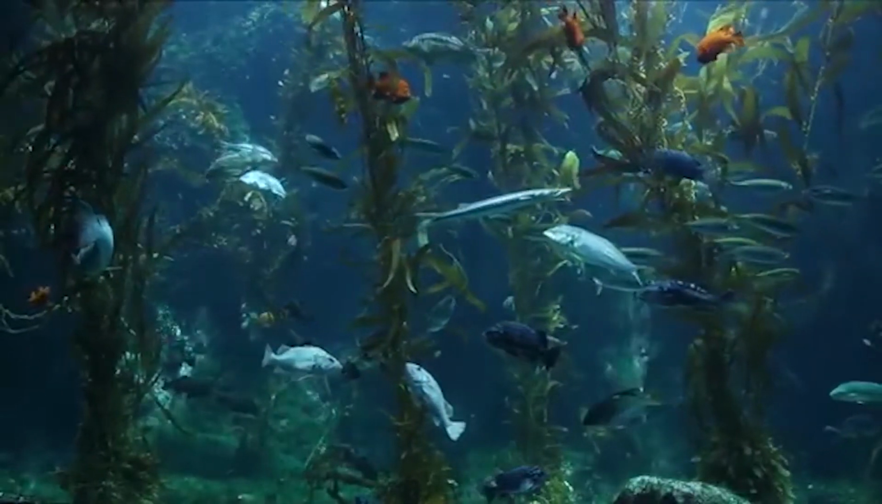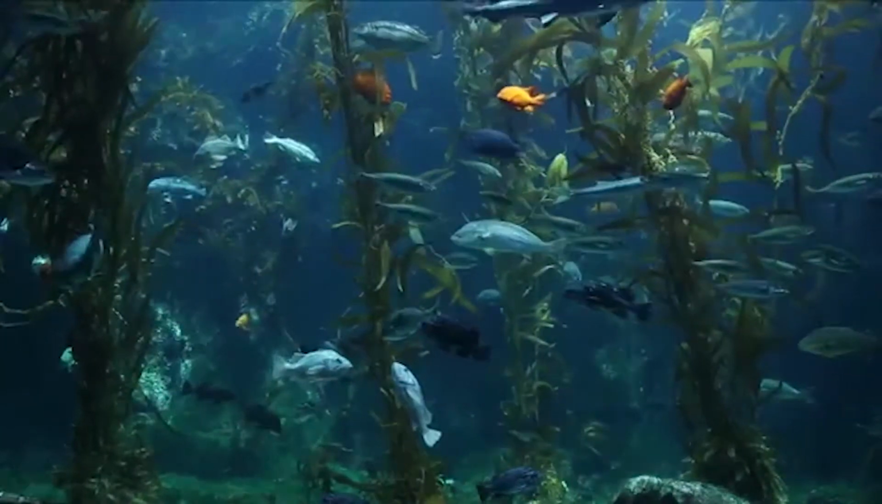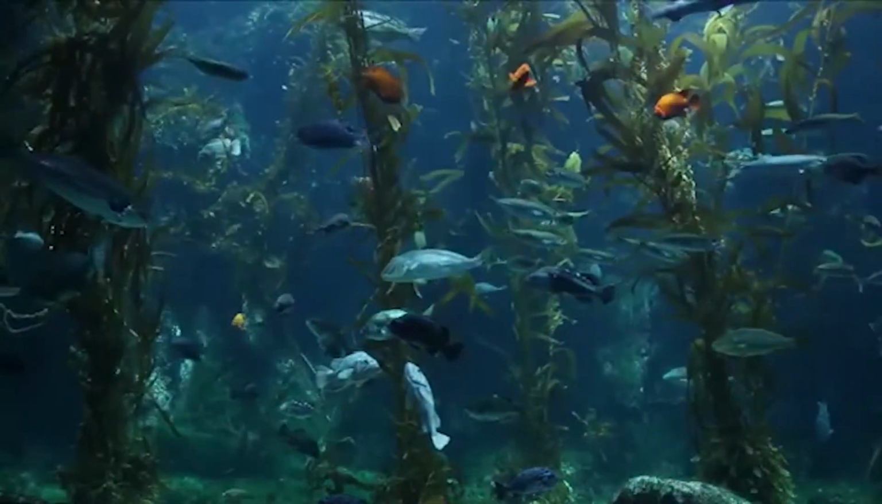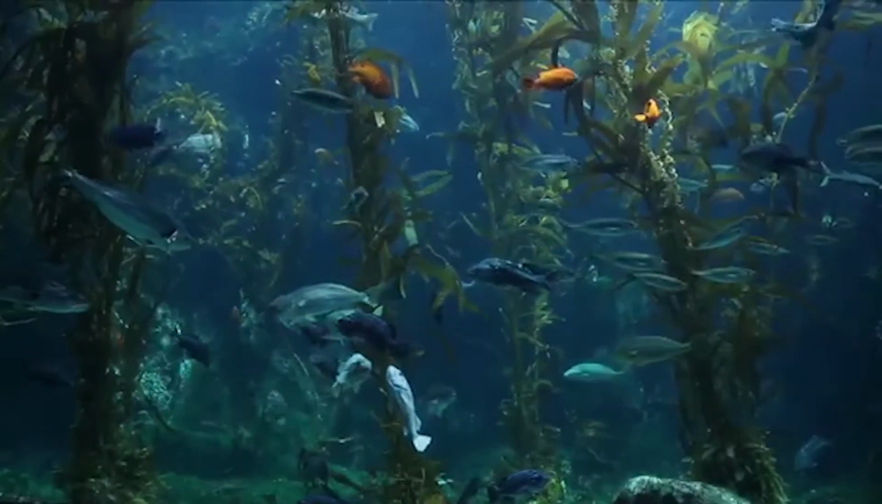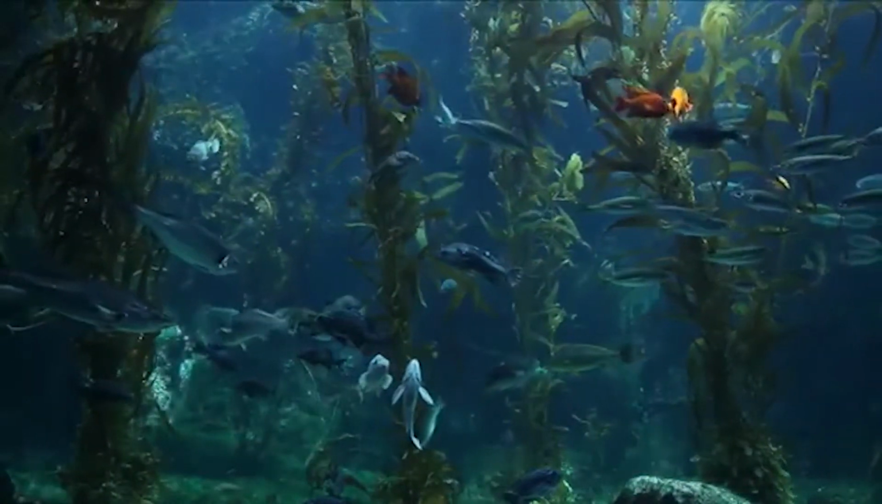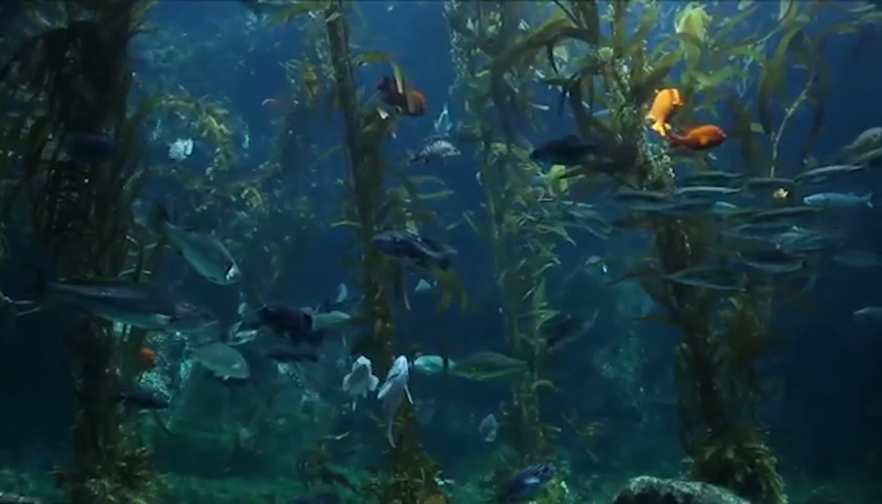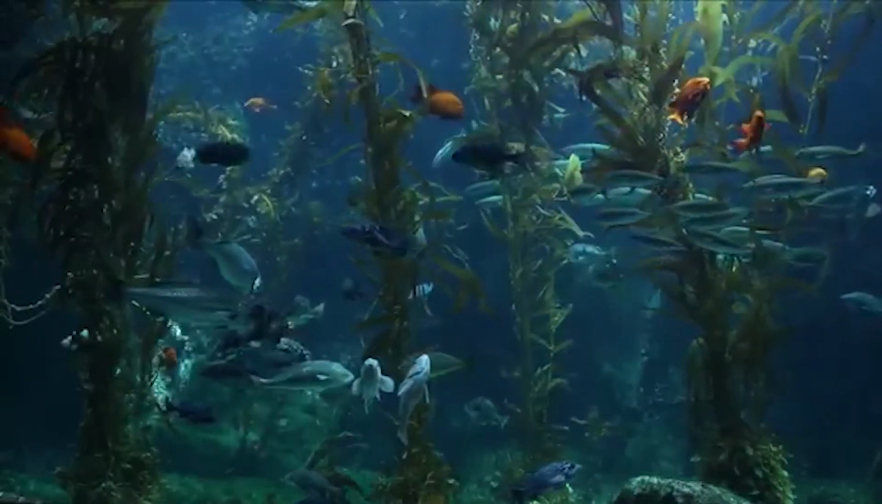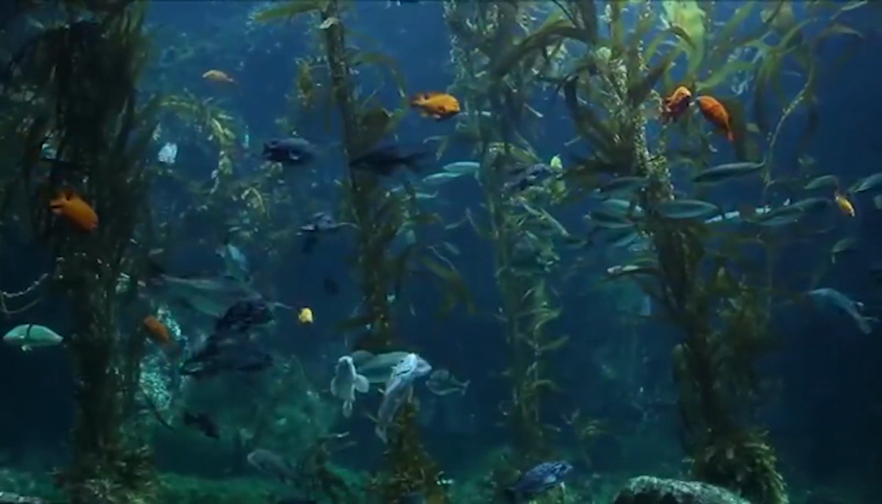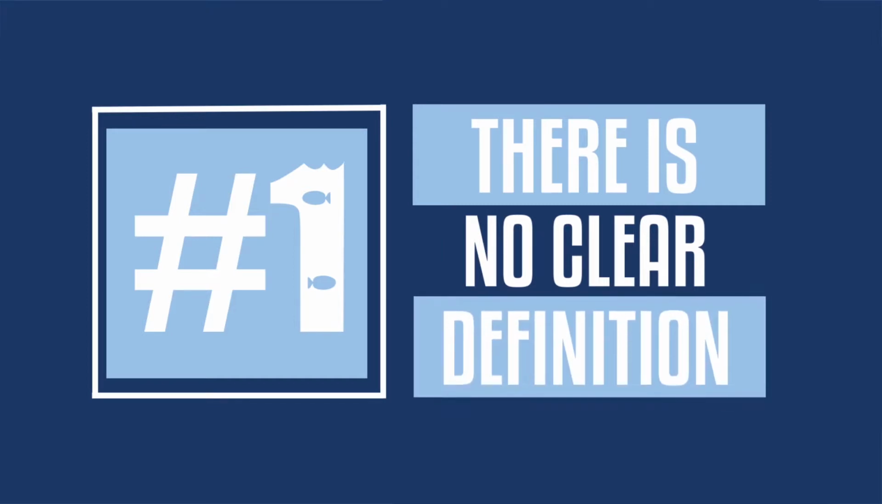Earth's oceans are home to a huge variety of organisms, some of which are fish and some of which are not. This got me wondering, what exactly is a fish? Now, to figure out what a fish is, we first have to start with the definition, and there's three main problems with this. Problem number one, there is no clear definition for what a fish is.